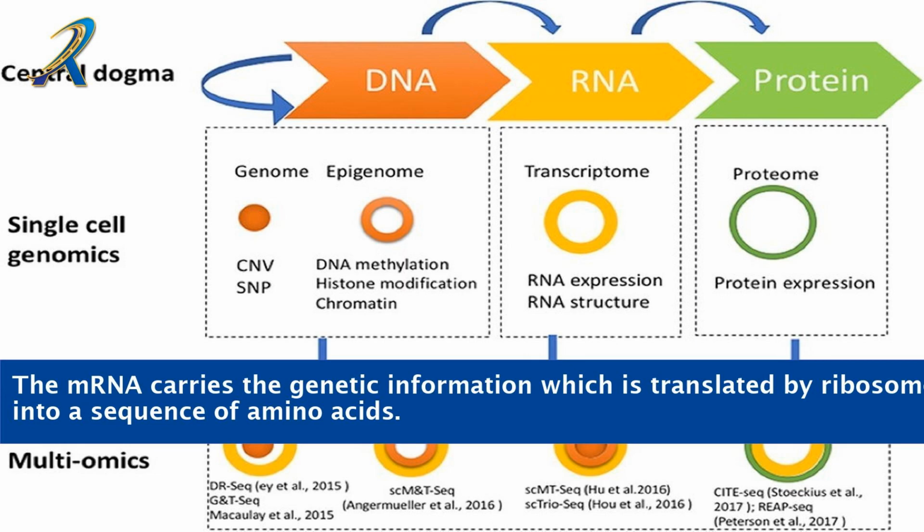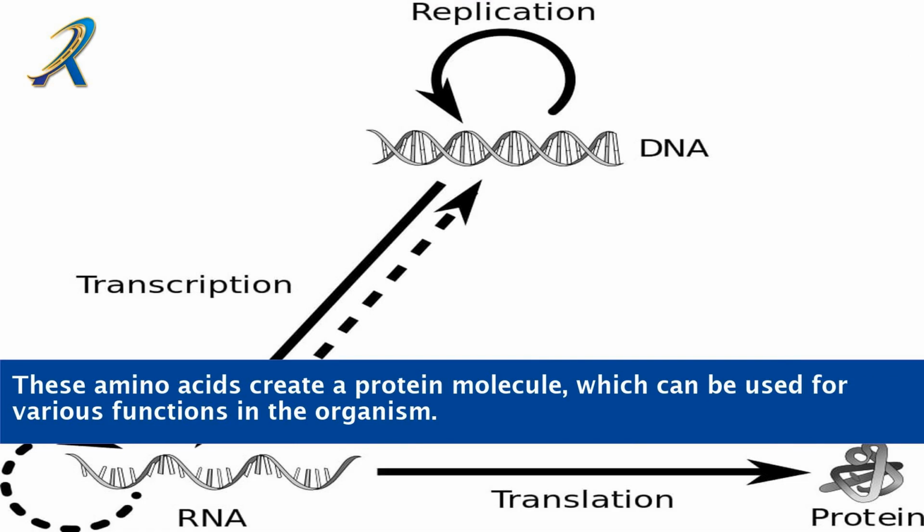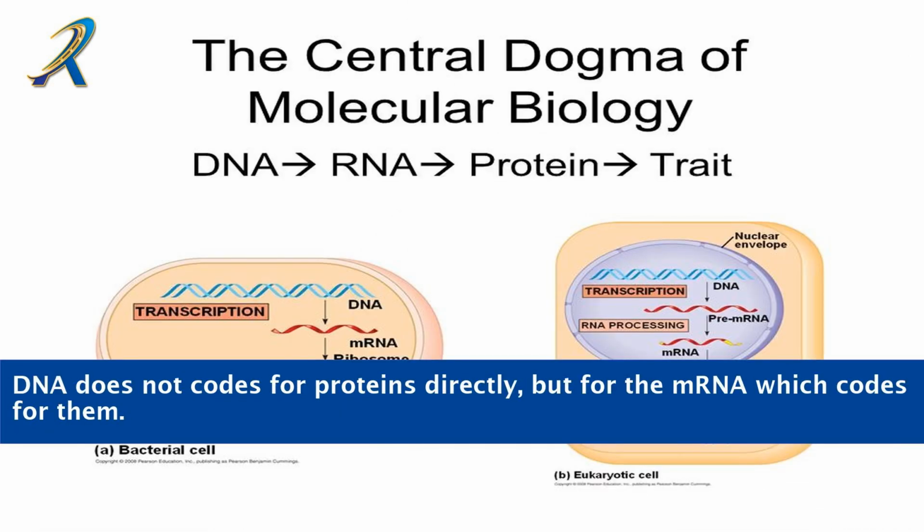The mRNA carries the genetic information which is translated by ribosomes into a sequence of amino acids. These amino acids create a protein molecule, which can be used for various functions in the organism. DNA does not code for proteins directly, but for the mRNA which codes for them.